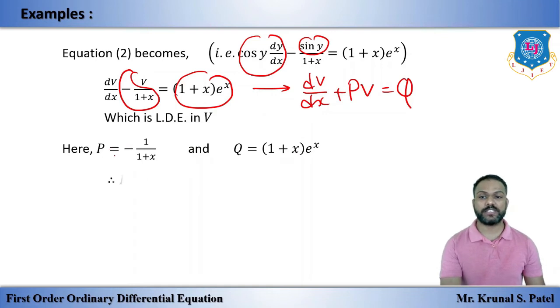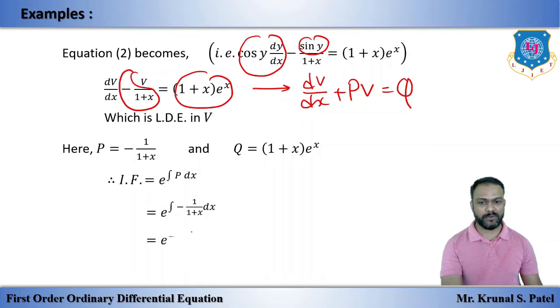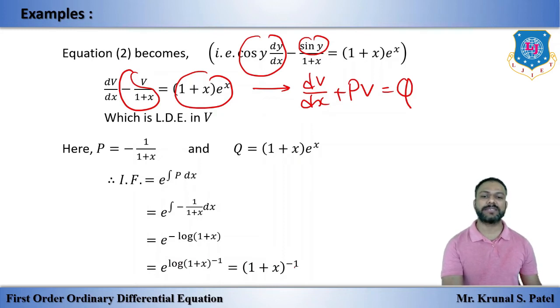Now by using this p, we have to find the IF. IF is equal to e raised to the integration of p dx. So we'll put this minus outside, and we know that the integration of 1 upon 1 plus x is log of 1 plus x, so we take the minus on the power. So e raised to log of something is the something as it is. So we have IF equal to 1 upon 1 plus x, or we can say (1 plus x) raised to minus 1.